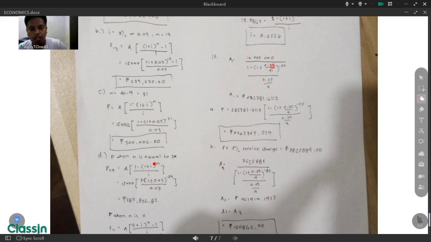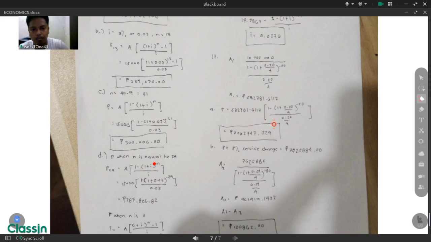So we have already the P, which is 10 million. So over 1 minus (1 plus i) to the power of negative n. Okay, we have A, the payment for every period, as 582,781.612 pesos. Using that A, we can now get the present value.